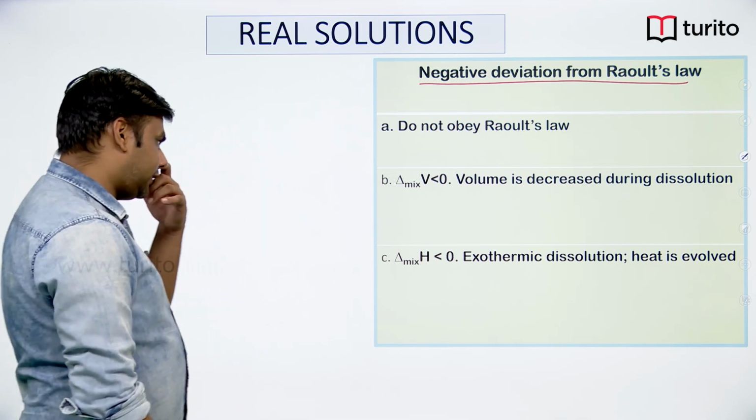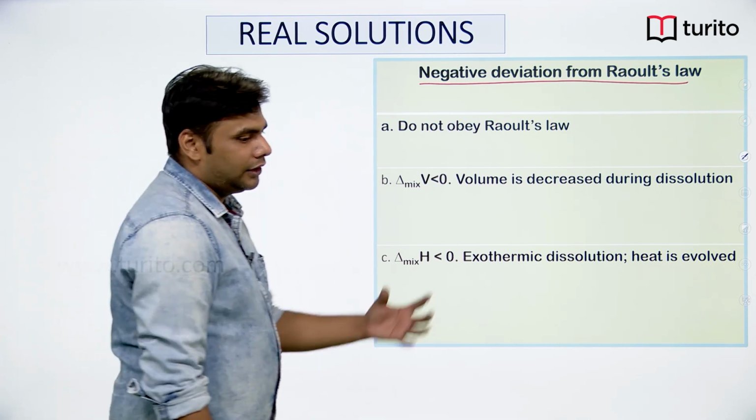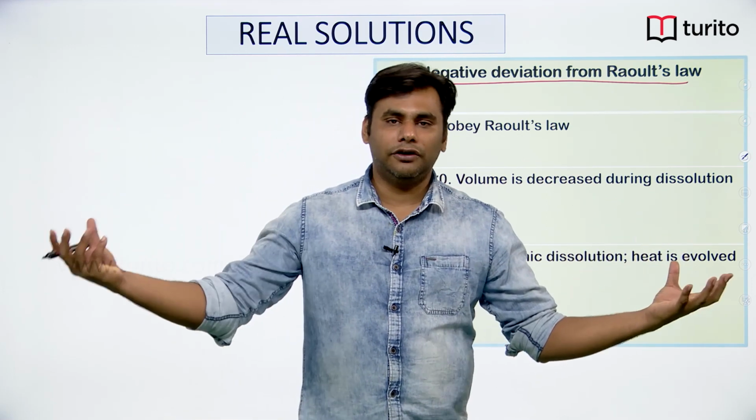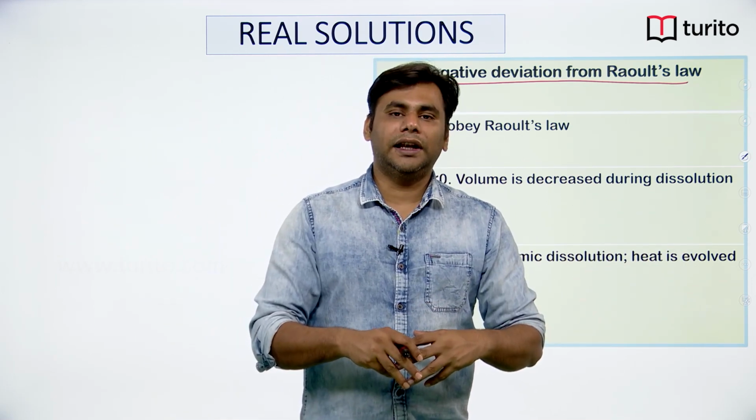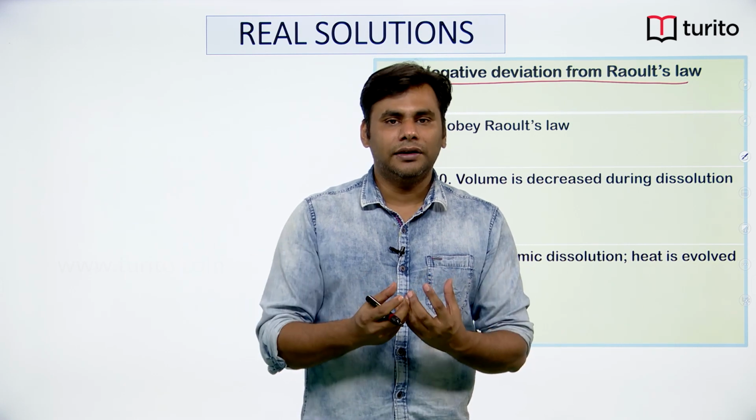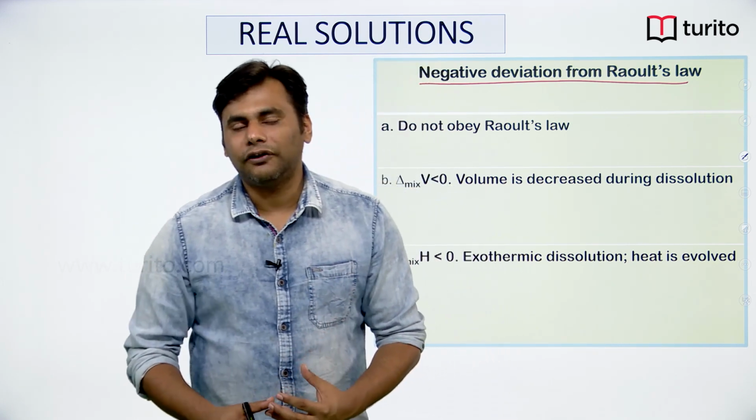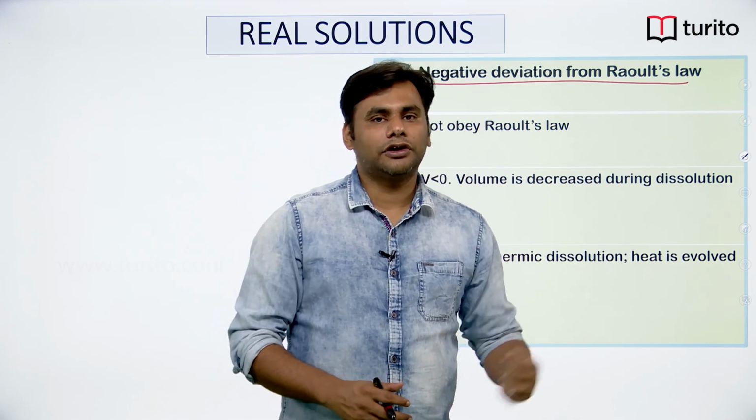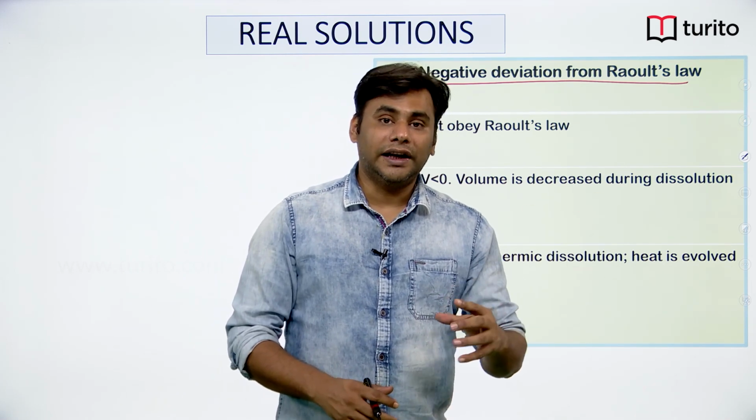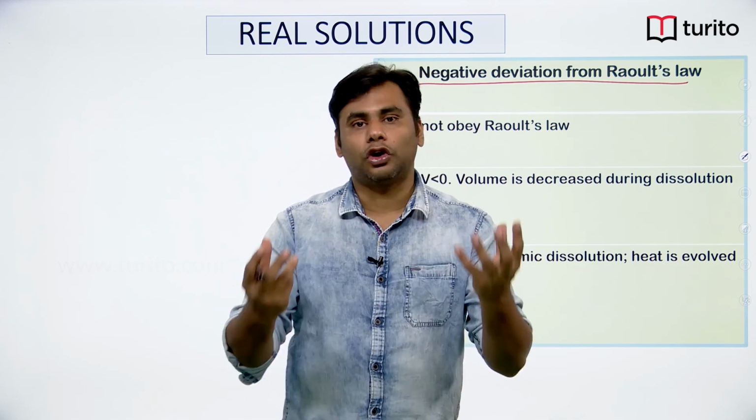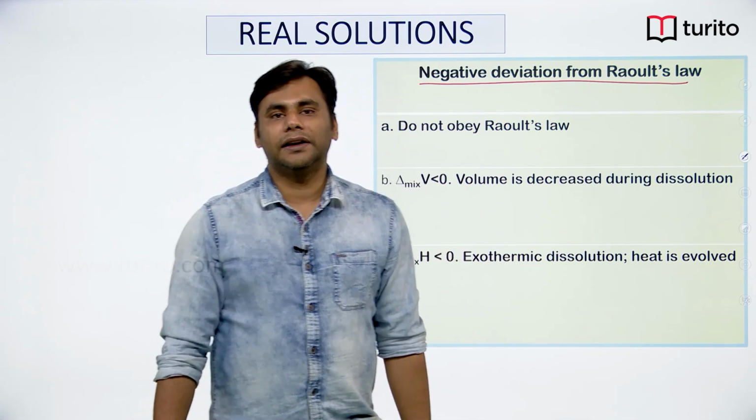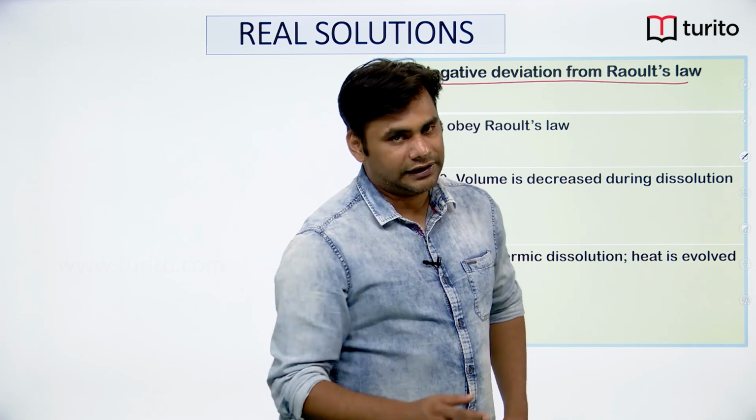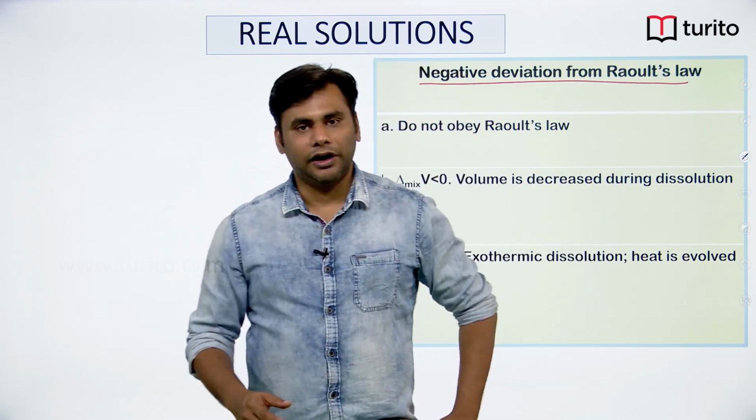Now what happens in a negative deviation solution is, suppose you have component A and component B, and you are mixing them together. We said that when the interaction between A and B was less than that of AA or BB, it was a positive deviation case. Now if the interaction between AB is much stronger than AA and BB, then we say that it is a negative deviation. Let me take an example so that you understand it in a better manner.